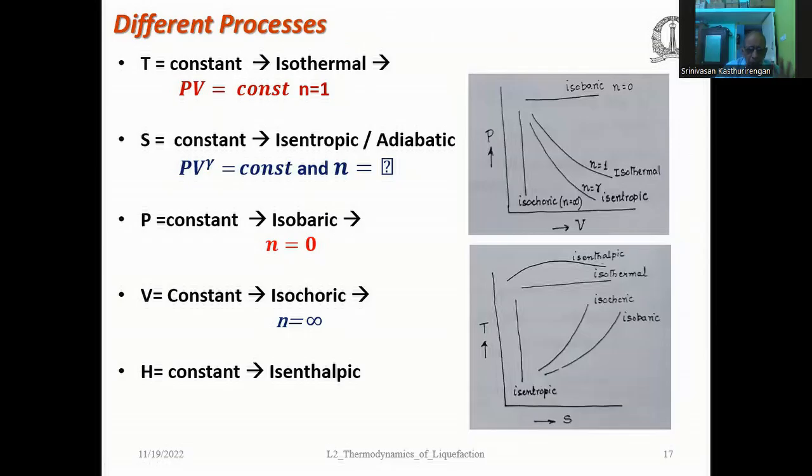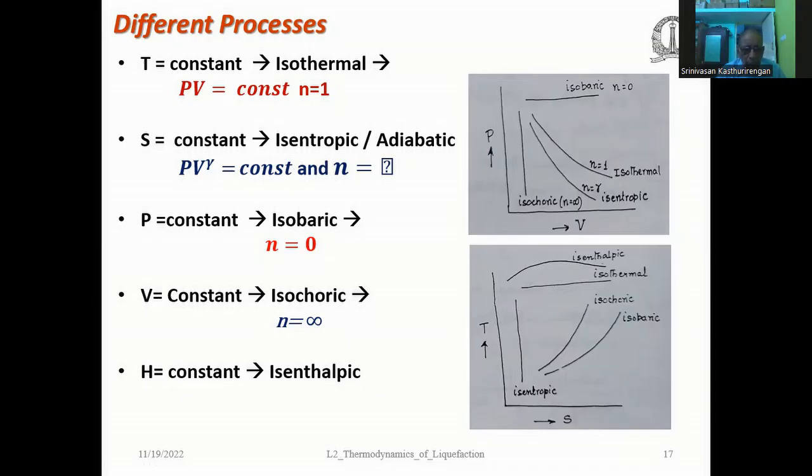There are different thermodynamic processes, and I am representing some of these processes. For example, if the temperature is constant, it is called an isothermal process. For an isothermal process, the n value will be equal to 1, because we are always writing PV to the power n equal to constant, and n will be equal to 1 for the isothermal process.